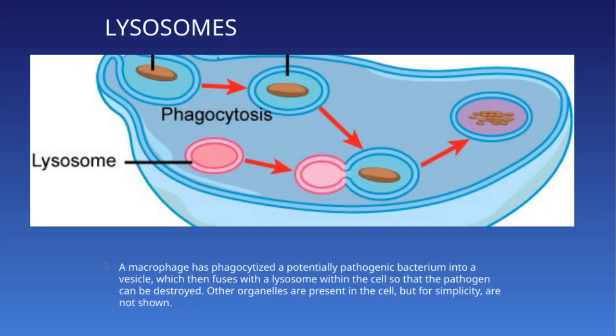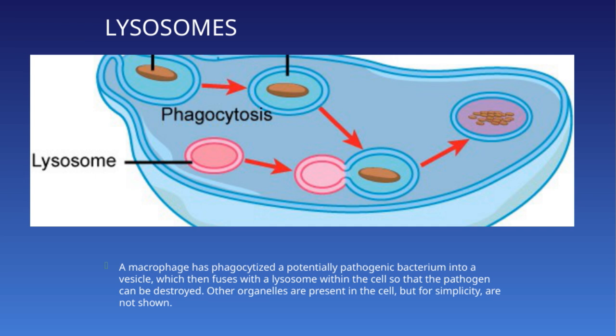So here we see a macrophage, which is a type of immune cell, actively fighting off potential threats. It has ingested a potentially harmful bacterium through a process called phagocytosis. You can imagine the macrophage wrapping around the bacterium and forming a vesicle, which is like a little bubble that contains the pathogen. Now, for the next step, this vesicle doesn't just sit there. It fuses with a lysosome inside the cell.